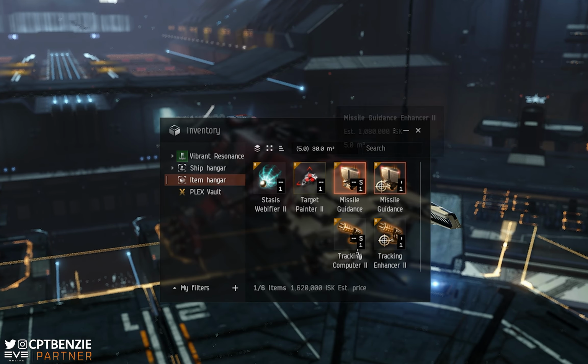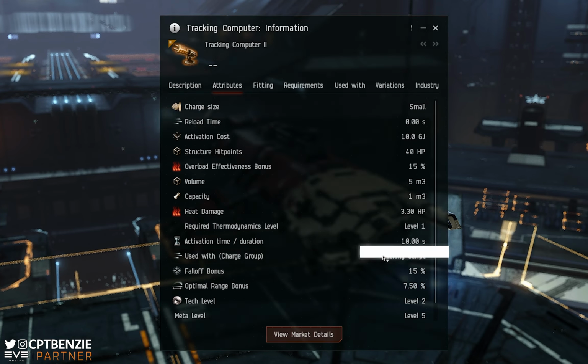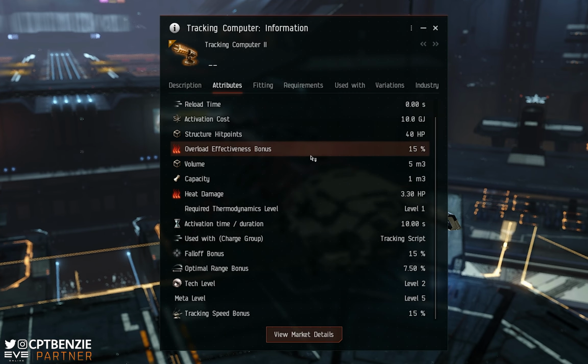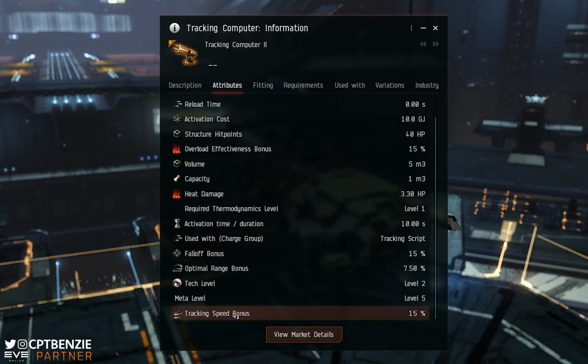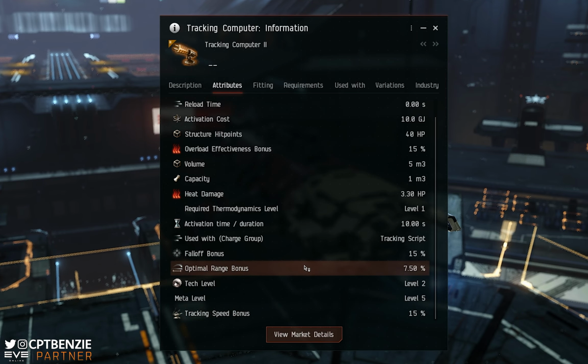And this is the same if we then go into a tracking computer. You'll see here, though, rather than explosion velocity and explosion radius, of course, we have optimal range bonus, fall-off bonus, and tracking speed bonus. Those are the three that we get with a tracking computer. Obviously, with optimal range and fall-off, again, you can use an optimal range script to increase the range of the turrets that you're using, but then they don't get the tracking speed bonus. Or you can do a tracking script in there, which will increase the tracking speed, but won't affect the range at all. So you can play around with that to get what you want.